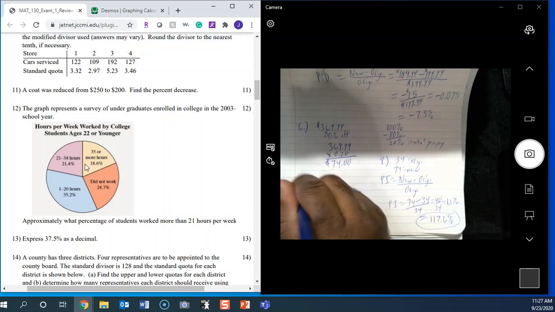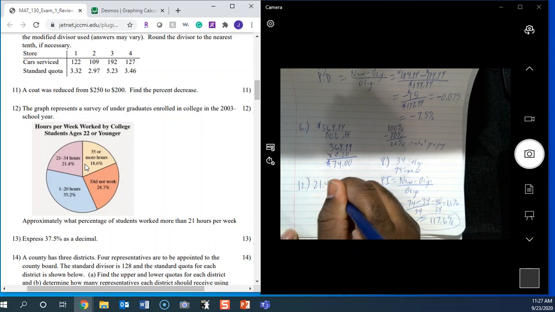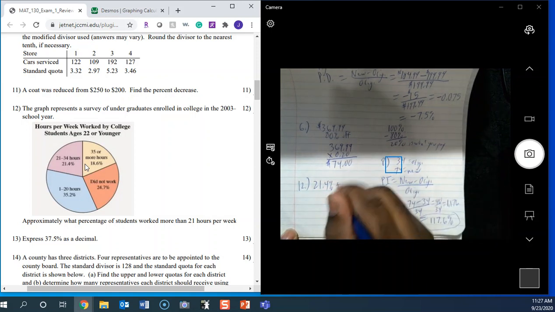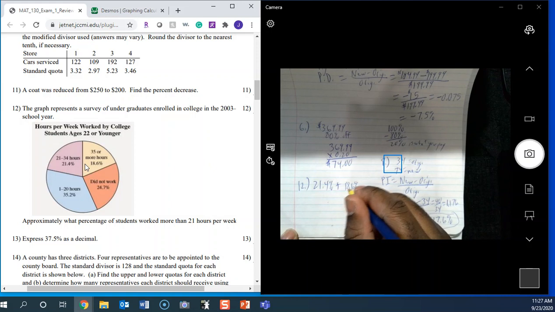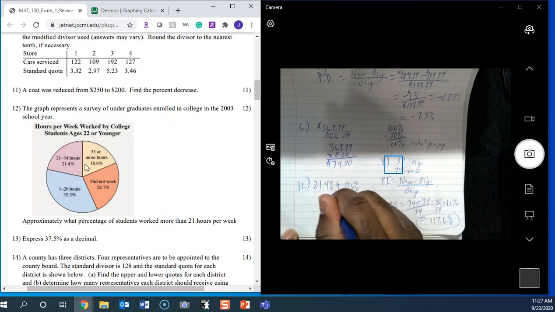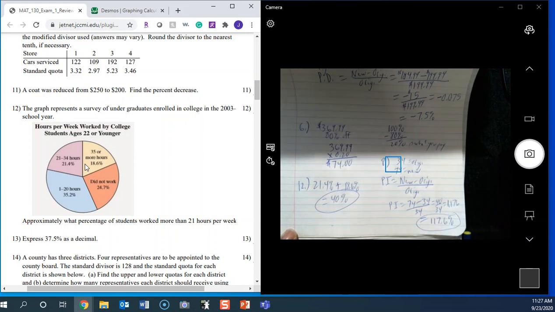So for number 12, we would add those percents, the 21.4% plus the 18.6%. And when we add these, we would end up with 40%. So that's the percentage of students that work more than 21 hours.